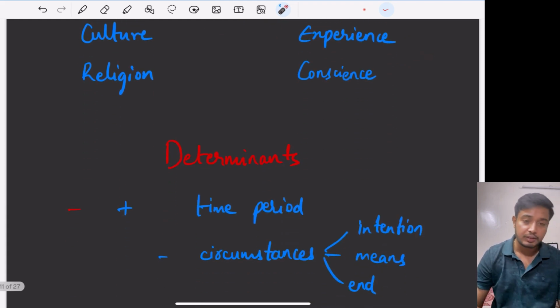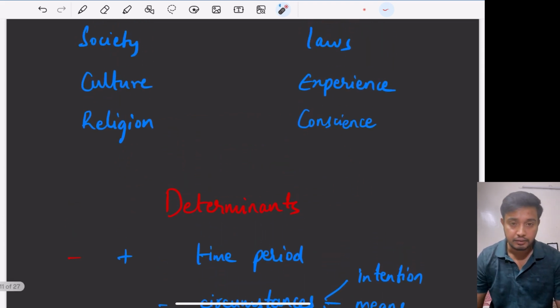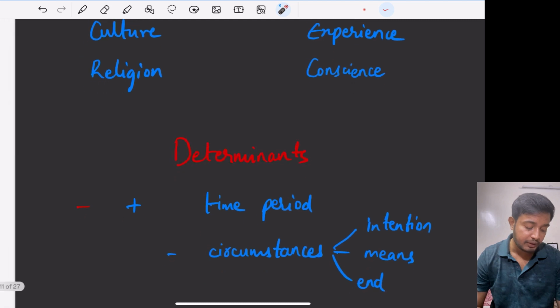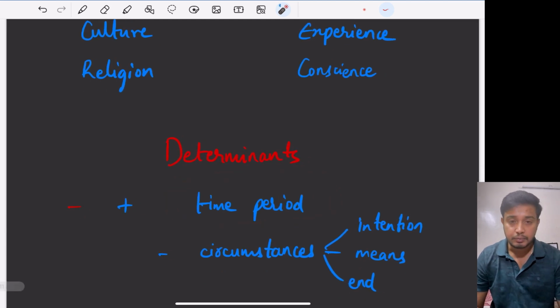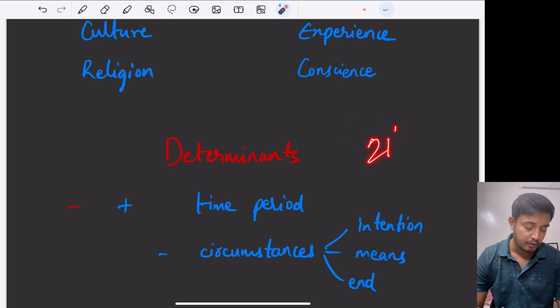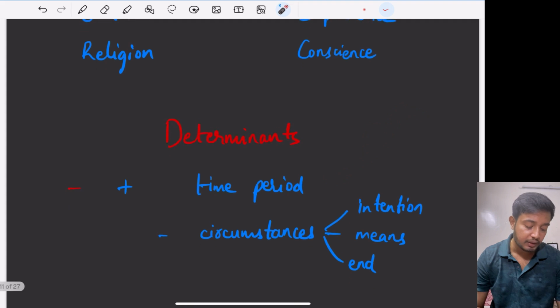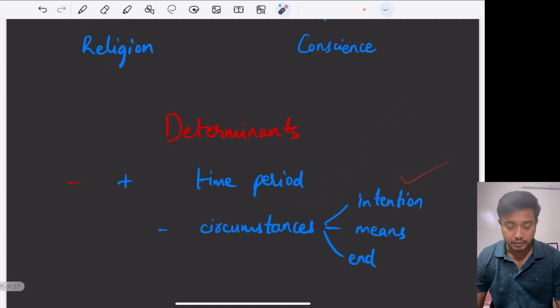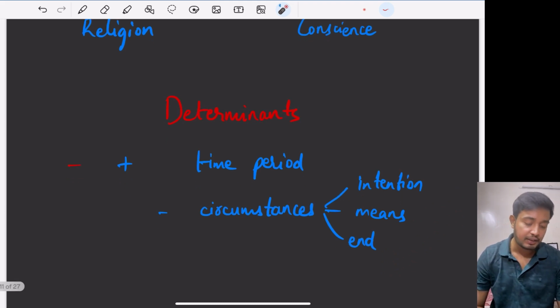And when it comes to the determinants, what determines the ethicality of an action is all these sources from where you got your ethics, plus the time period in which you are living, because ethics changes from time to time. What is ethical in the 16th or 17th century cannot be ethical in today's modern 21st century. So the time period also matters, and circumstances also matter. What is the intention for taking that action? What are the means you employed to undertake that action, and what is the end which you finally achieved through that action? All these determine whether an action is ethical or not.